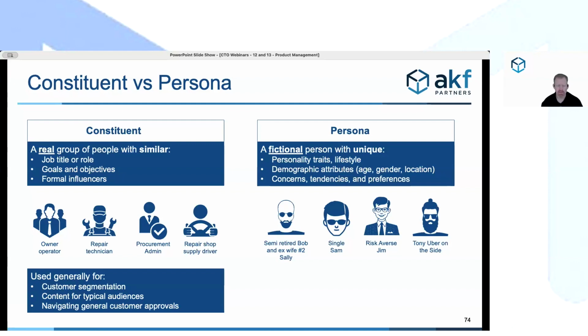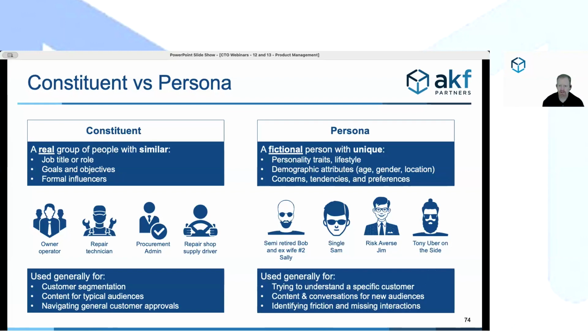Usually the constituents are for customer segmentation, designing high-level content for a typical audience, or just navigating, if you've got to get some approvals or something's going on, there are other stakeholders involved. That's what the constituent is for. The persona is really trying to understand a very specific customer type that you're missing. It's really for the content and conversations. If you have a sales force or a customer support team, a lot of the time the humans understand this. They know how to change their tone or language. But if you have a chat agent or some content on your website, you want to make sure that content actually appeals well to these particular kinds of personas.